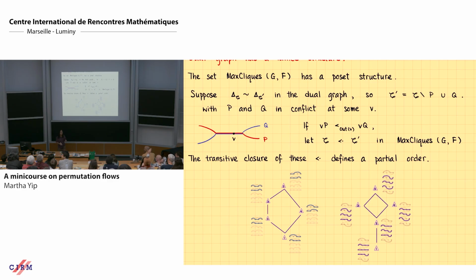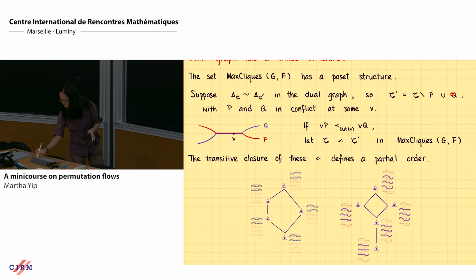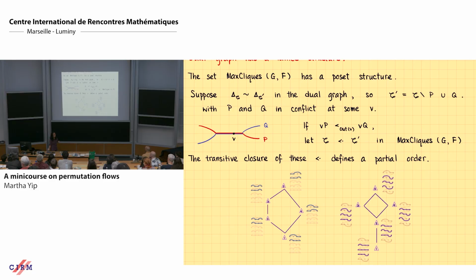How do I know that they are in conflict? If P and Q were not in conflict, I could have put this into my maximal clique. But they could be in conflict with some other. It doesn't happen because C is maximal.